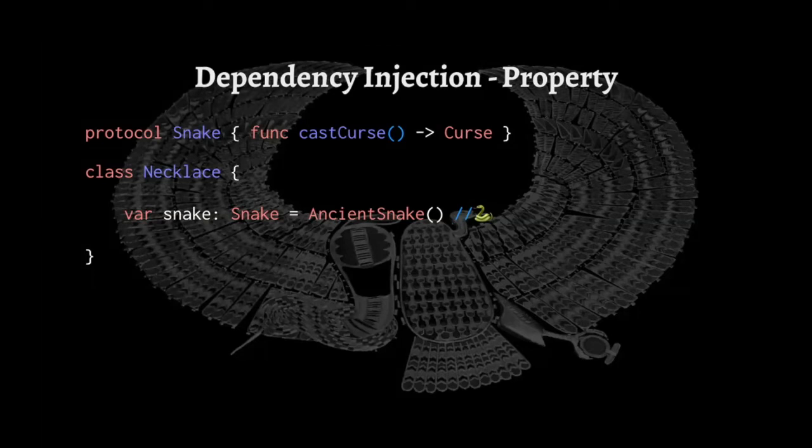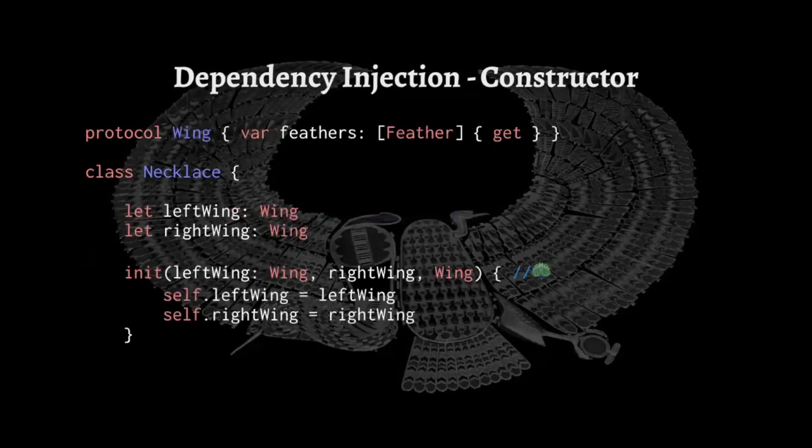So coming back to dependency injection, you can inject stuff through a property. So imagine we had a class for a burial necklace that would have this snake property. The snake property would be of type Snake, which is a protocol. By default, you would have it assigned to a certain value. And while running unit tests, you could assign your own implementation of the Snake protocol. You can also initialize an object with certain objects. So this is another way of injecting dependencies. We have an initializer with left and right wing, and we would put our stubbed versions of wing objects while running unit tests.